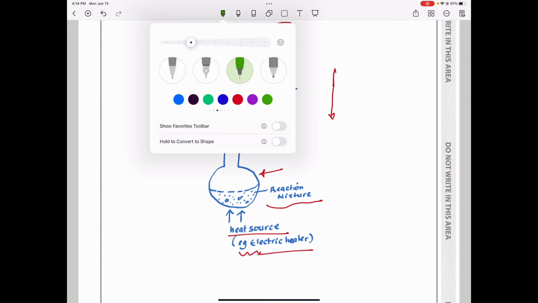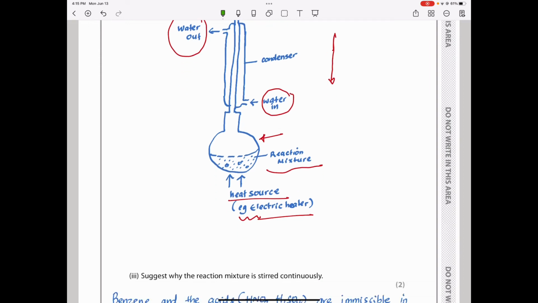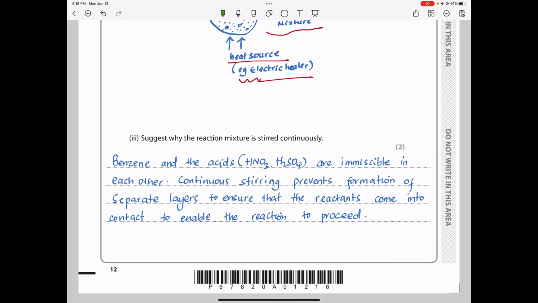Usually when they are awarding marks, they award the condenser being vertical as well as water in, water out. Sometimes water in, water out is given a mark. The condenser being vertical and open is given a mark. Then the flask as well as the heating source could be given a mark. So this is usually a 3-mark question. I'll go to the next part.